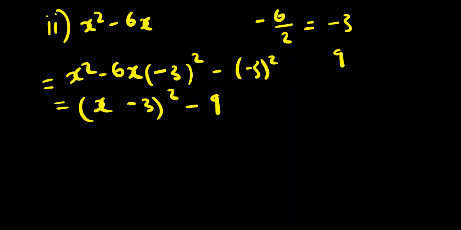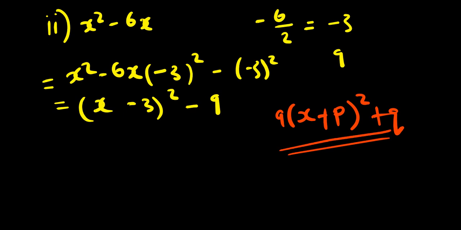Now I must make mention that you want it to be in the form a times (x minus p, or plus p) squared plus q. This is the original form that you're trying to achieve. So even in this case, that's what we've done. Let's go to question number 3.